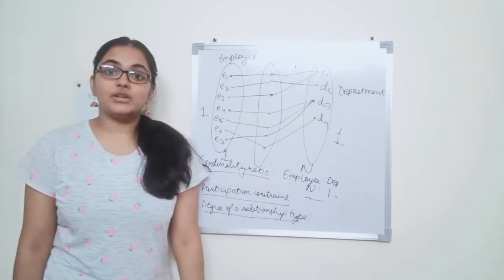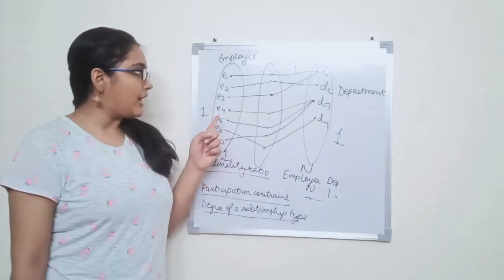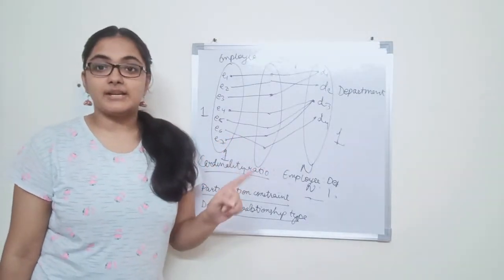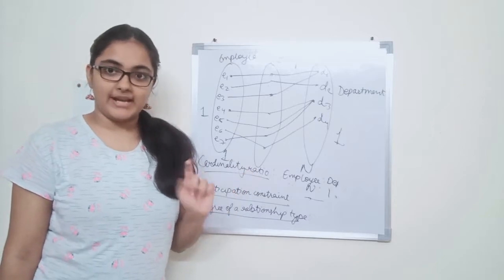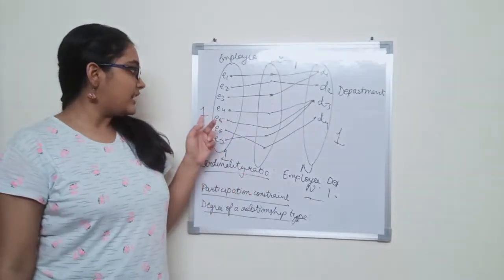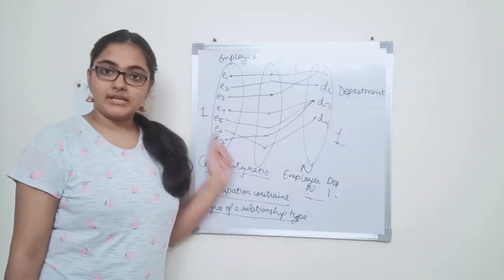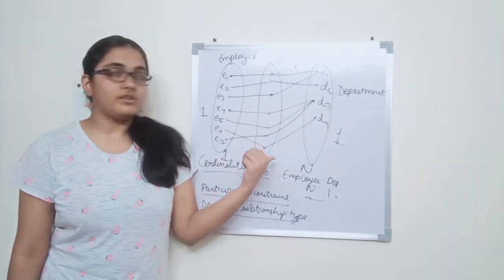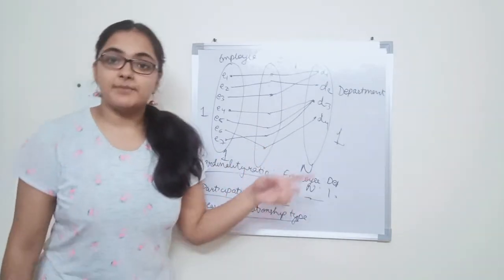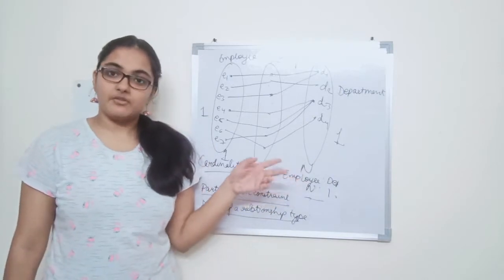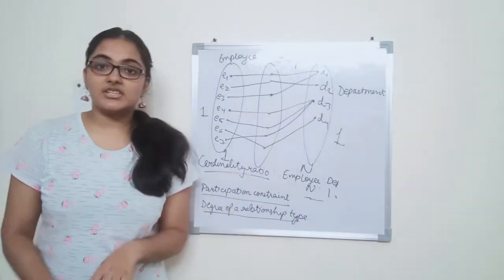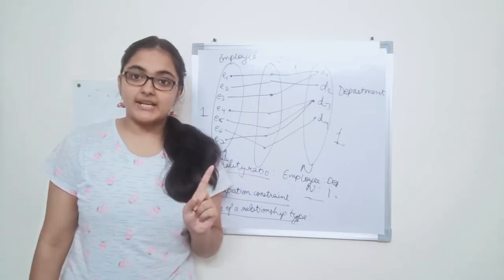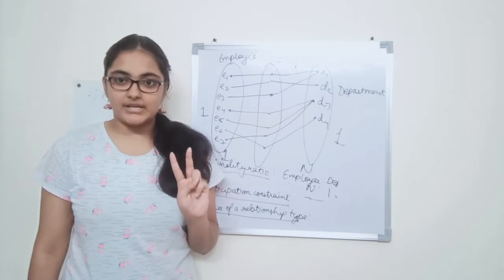So according to the company rules, an employee has to work for at least one department, and also the department has to contain at least one employee, right? So the participation constraint of employee is one and of department is also one, which means that employee participates totally in the works for relationship, as well as department participates totally in the works for relationship. So the participation constraint is of two types. The one is total participation and the second is partial participation, right?